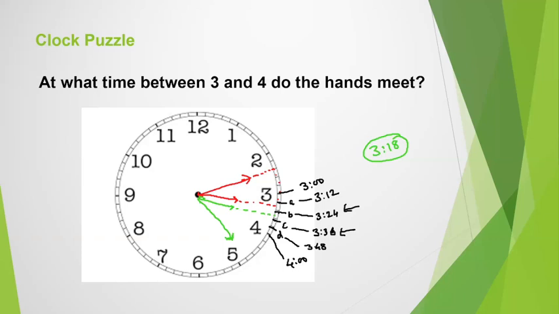So how do we figure out what 1/12 of the distance means? Say, for example, in the next 5 minutes, the minute hand will go from 3:12 to 3:17, and the hour hand will go from 3:12 plus 5/12.